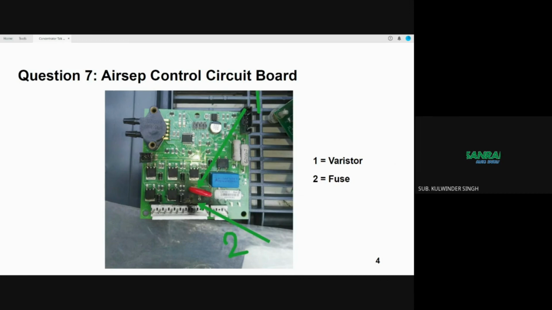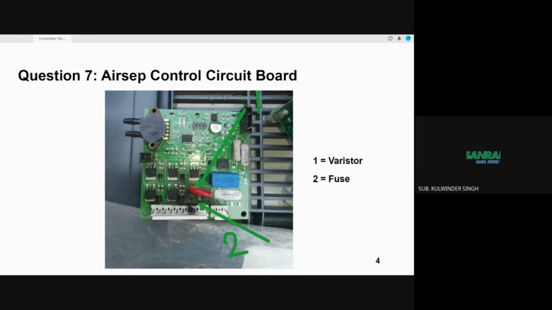Replacing with a new circuit board can be much costlier. As seen in the picture, the affected parts are the red color capacitor, that is a paper capacitor normally used, and number 2, the fuse, which are the main parts that are blown due to power surges. So the affected parts in the picture are the varistor and fuse, and they are replaceable. They can easily be replaced by soldering. These components are easily available in the market as paper capacitors or varistors.